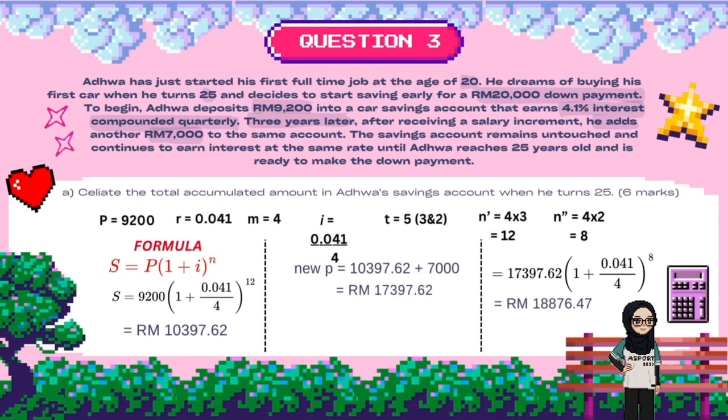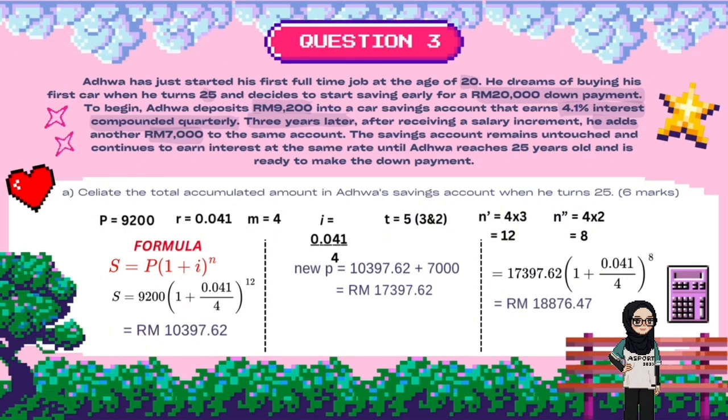The total saving period is 5 years, but we need to separate the first 3 years before he added a new deposit. A. Calculate the total accumulated amount in Adwa's savings account when he turns 25 years old. To do this, we use the compound interest formula. S equals P times (1 plus i) to the power n. Now substitute the values. S equals 9200 times (1 plus 0.041 over 4) to the power of 12. After calculating this using a calculator, we get S equals 10,397 ringgit and 62 cents. This is the value of Adwa's savings after 3 years.